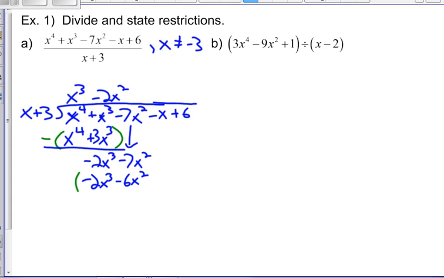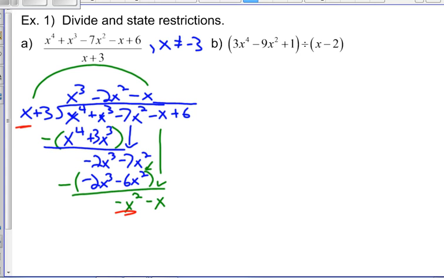So subtract all of this. And you have to be careful here. That's minus 7x squared minus negative 6x squared. So this is really like a plus over here. It's going to give us negative x squared. Bring down my next term, minus x. And again, we're going to go negative x squared divided by x. That gives us negative x.